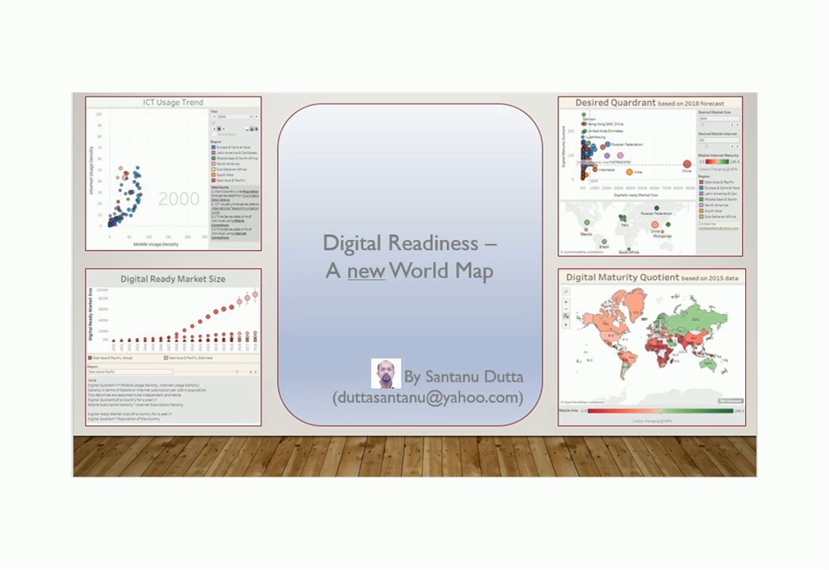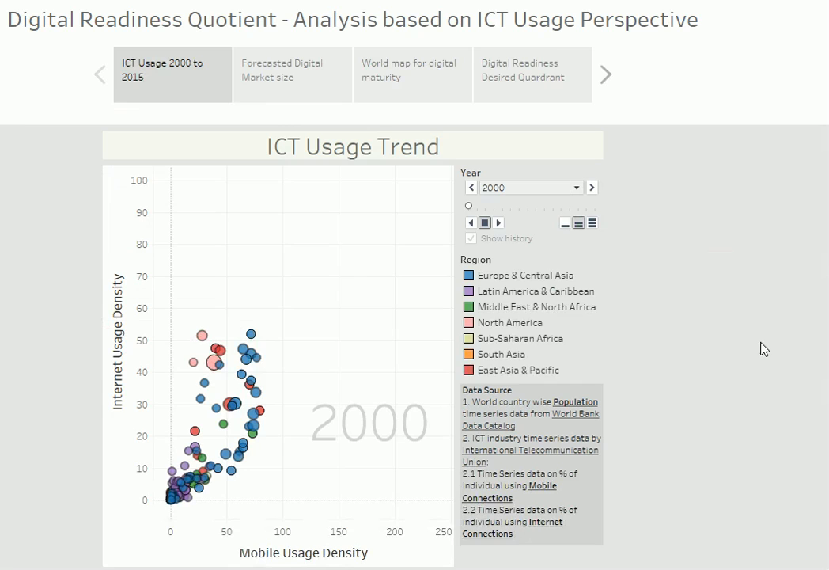In this webinar, we will discuss how digitally ready a country is, and we will go across the globe to find out the readiness of different countries. We will assess the digital readiness in terms of two parameters, namely the digital readiness quotient and the digital market size, or digitally enabled people available in each of these countries.